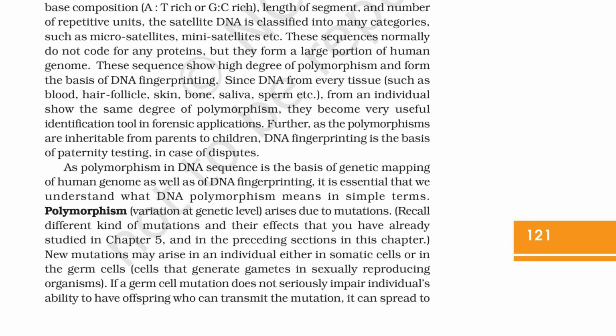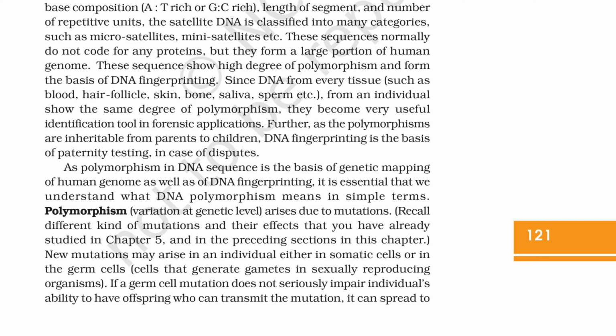Since DNA from every tissue, such as blood, hair follicle, skin, bone, saliva, sperm etc., from an individual shows the same degree of polymorphism, they become a very useful identification tool in forensic applications. Further, as the polymorphisms are inheritable from parents to children, DNA fingerprinting is the basis of paternity testing, in case of disputes. As polymorphism in DNA sequence is the basis of genetic mapping of the human genome as well as of DNA fingerprinting, it is essential that we understand what DNA polymorphism means in simple terms.